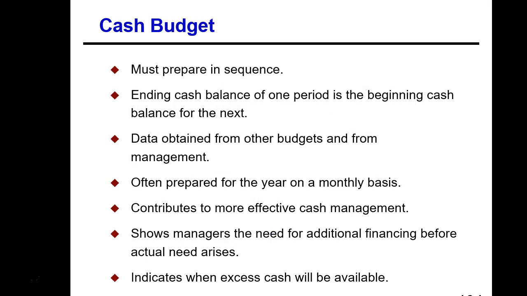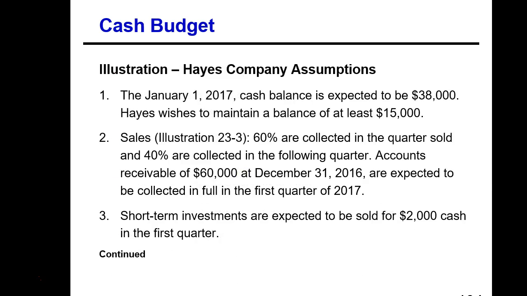Okay, so the cash budget has to be done in a certain order. First, again, we look at how much cash we expect to have at the beginning of the first quarter. What's our beginning cash balance? We'll look at our cash receipts and our cash disbursements based upon the other budgets and other information provided by the management of the company to determine again whether we're going to have excess cash or if there's going to be a deficiency in our cash account.